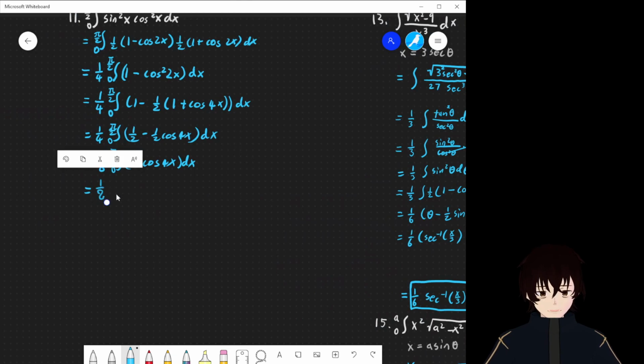So we get 1 over 8 times x minus 1 over 4 sine of 4x, from 0 to pi over 2. Now sine of 4 times pi over 2 is 0, and sine of 0 is 0. That leaves us with 1 over 8 times pi over 2, so pi over 16.